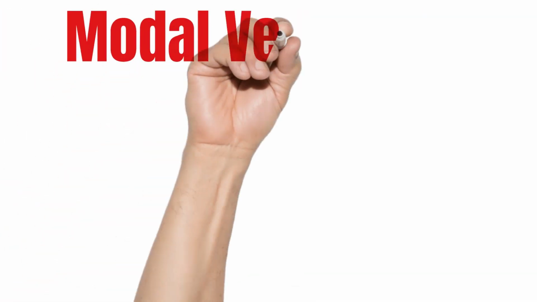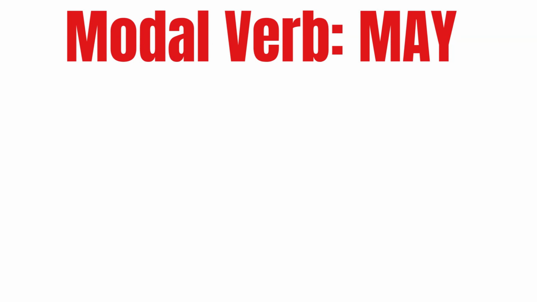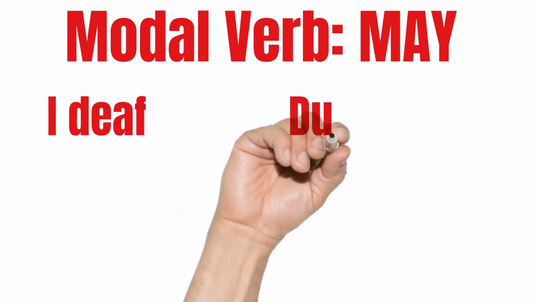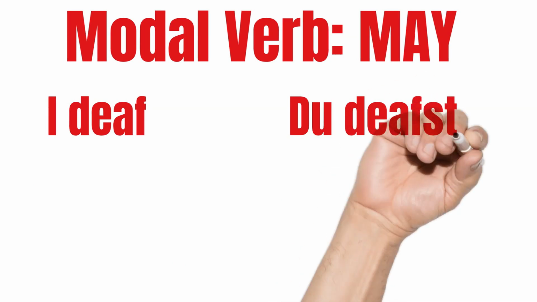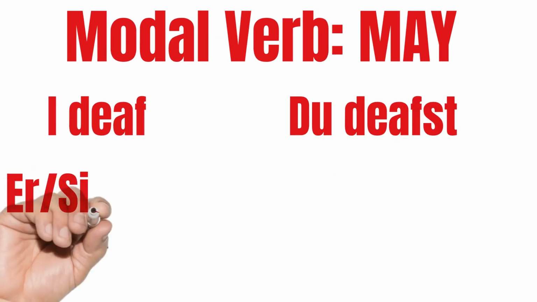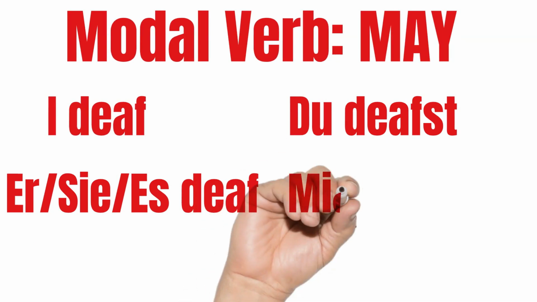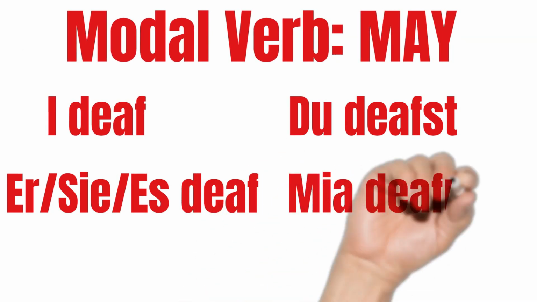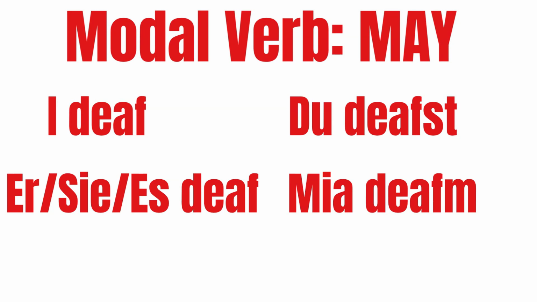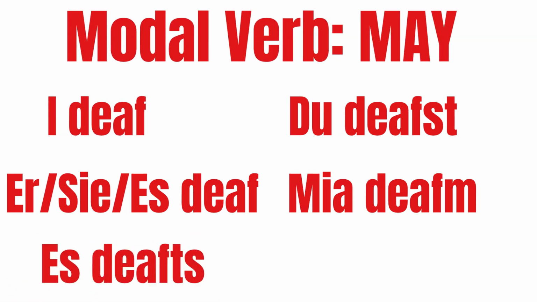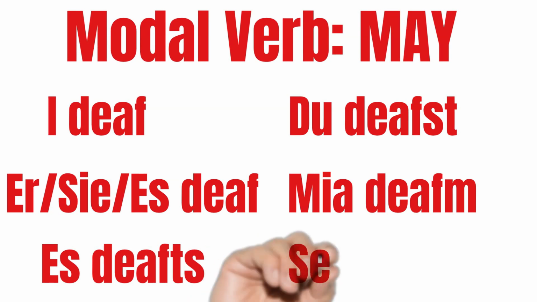Now let's turn to the modal verb may. Ich darf, I may. Du darfst, you may. Er, sie, es darf. He, she, it may. Wir dürfen, we may. Es darfst, you may, plural. Sie dürfen, they may.